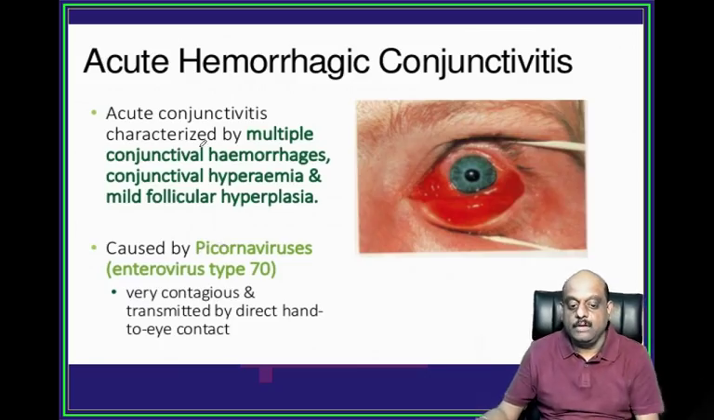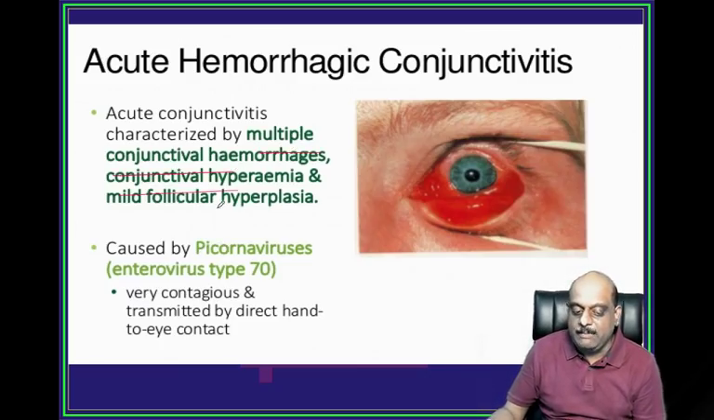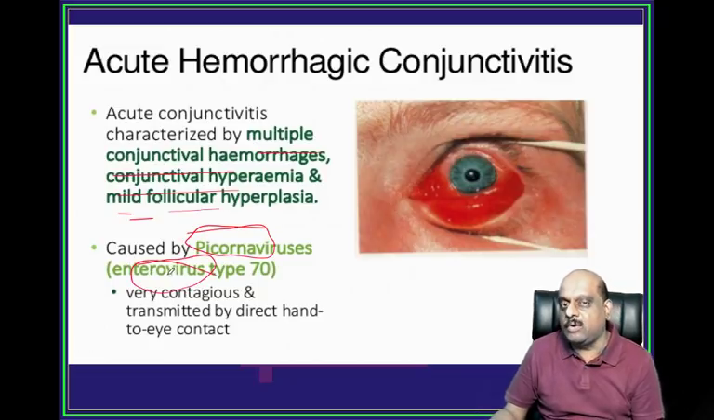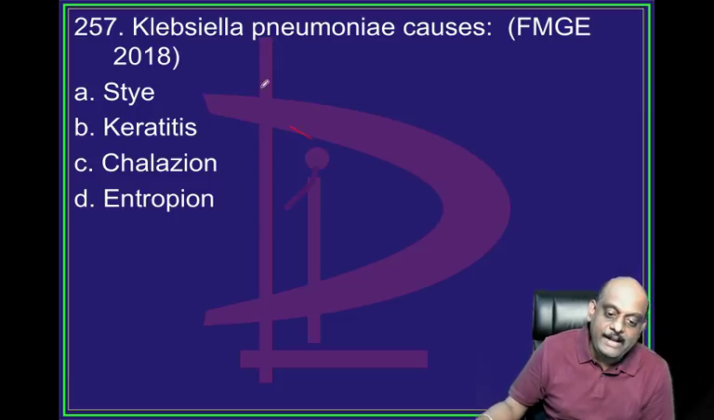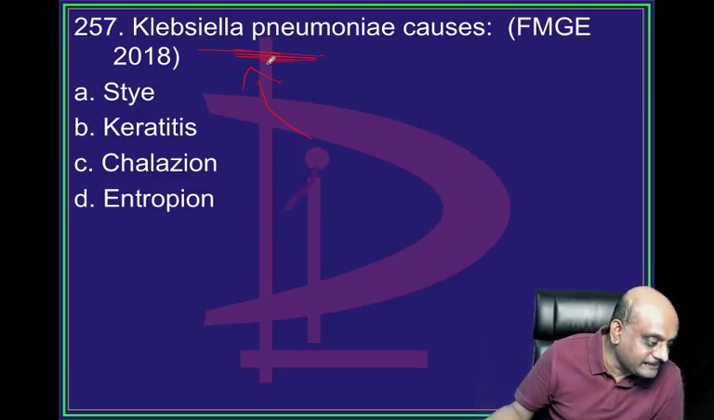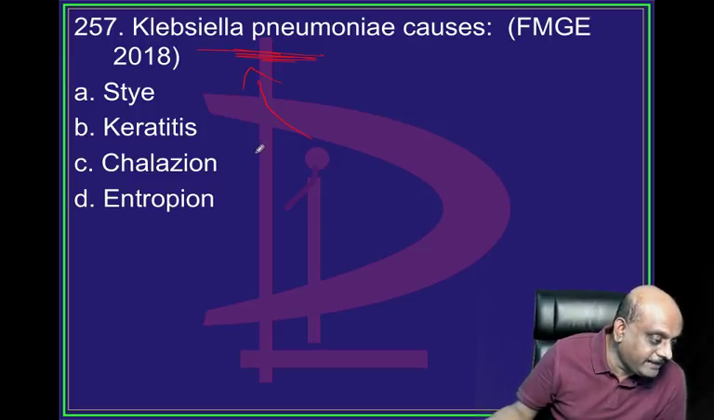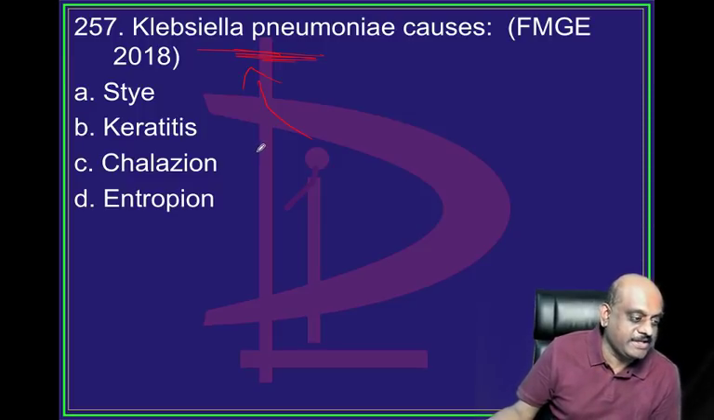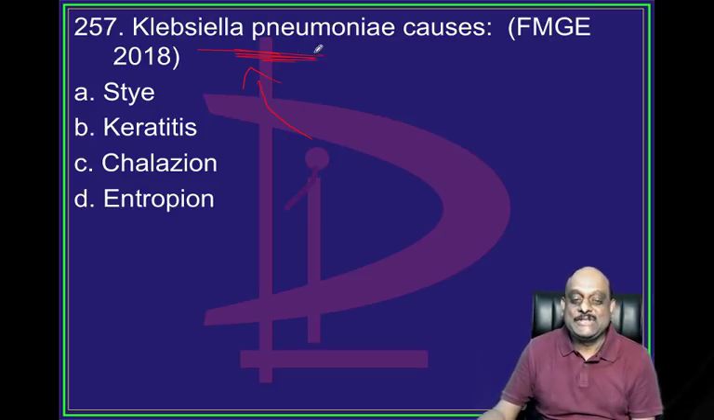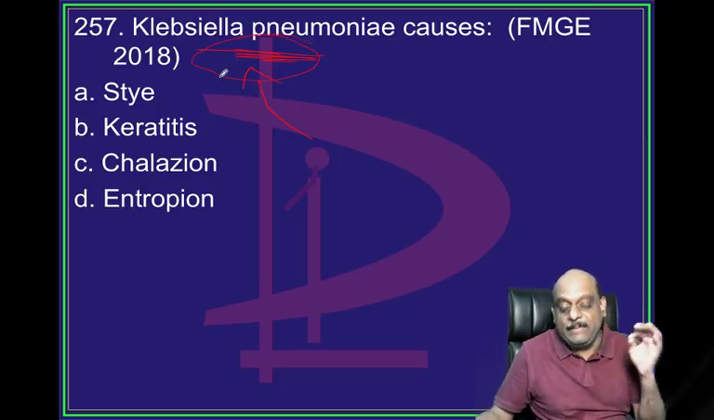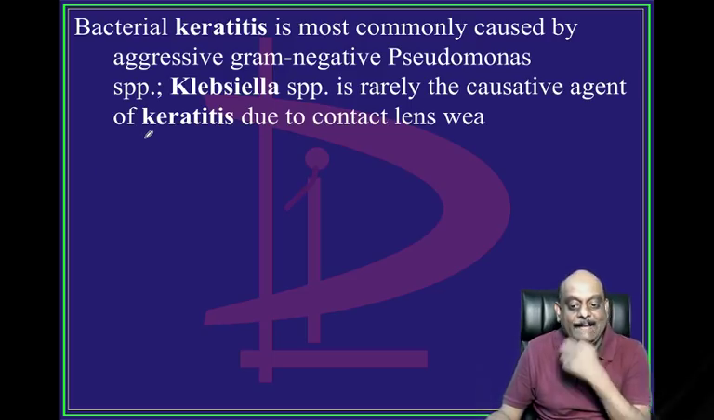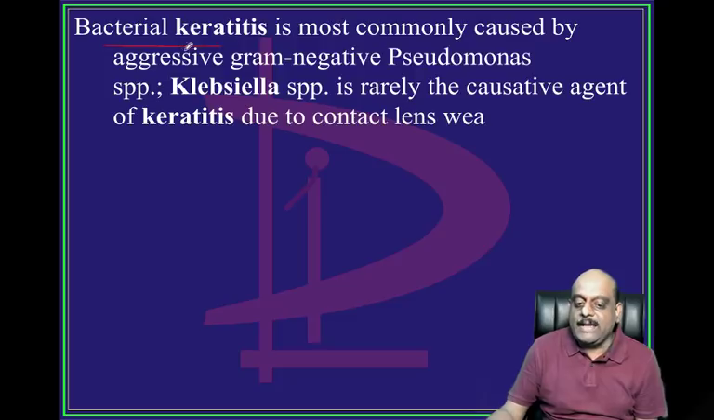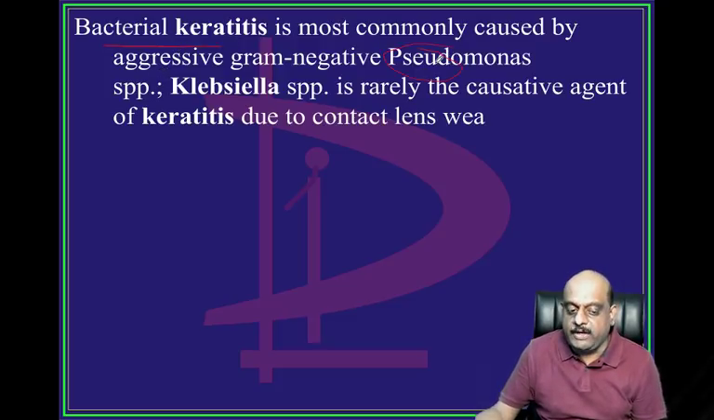Now, multiple conjunctival hemorrhages, a picornavirus, enterovirus 70, is responsible. Klebsiella pneumoniae. Yash Ramanujam is saying, sir, I am in the blue whale stage. Very good. So, Klebsiella pneumoniae keratitis, it can lead to. Bacterial keratitis is most commonly gram-negative Pseudomonas.